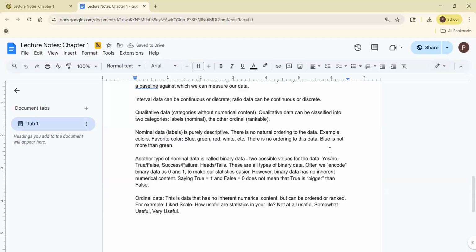We could imagine putting those in order, but they don't have any inherent numerical value. Somewhat useful is more useful than not at all useful, but it is not twice as useful. It is not 7 units more useful, etc.